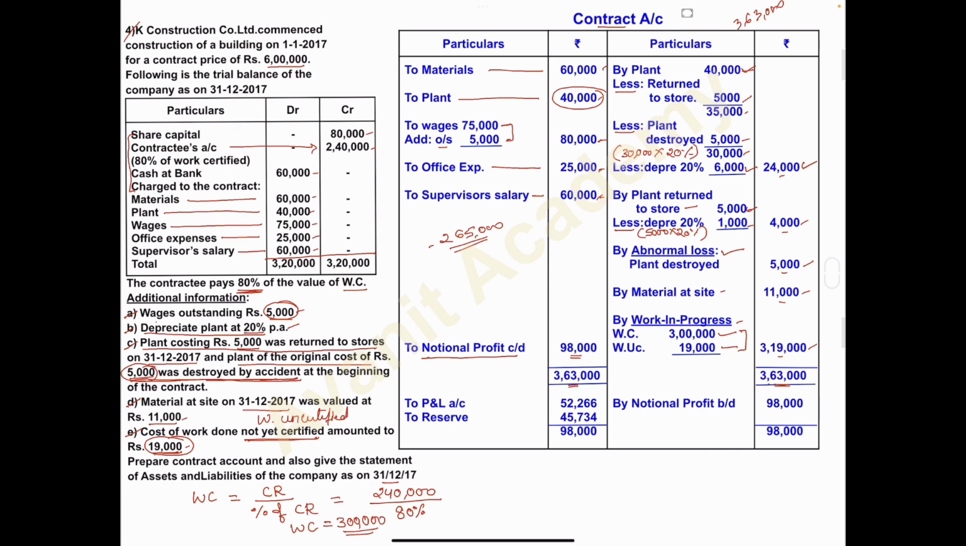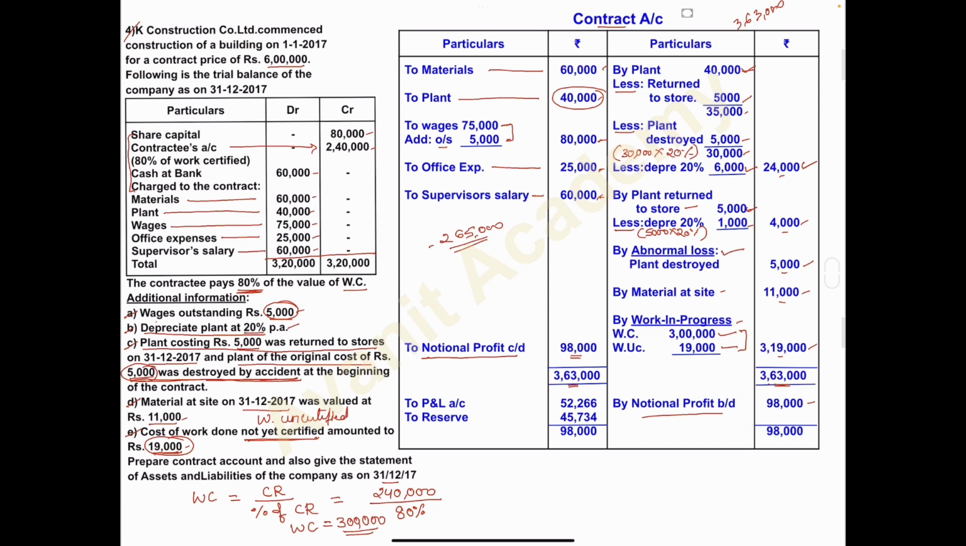You have to compare both the sides. Whichever side has the more balance, from that balance you have to deduct the other one. So the same amount will be carried out by notional profit brought down, 98,000. This notional profit is to be transferred to profit and loss account and reserve.